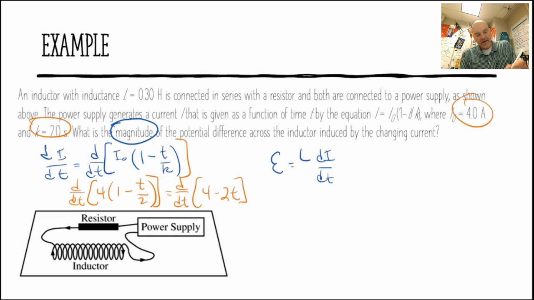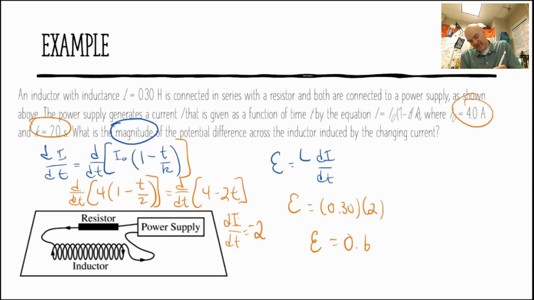If we take the derivative of that, di dt is simply 2, or in this case negative 2, but we're only worried about the magnitude, not the direction. So all we do now is go back. We have a 0.30 henry inductor, and di dt is 2. So the induced EMF is 0.60 volts.